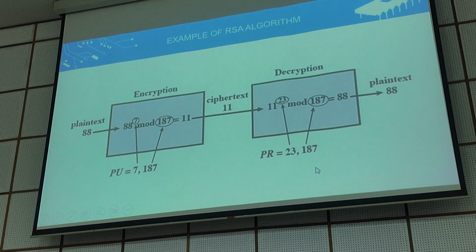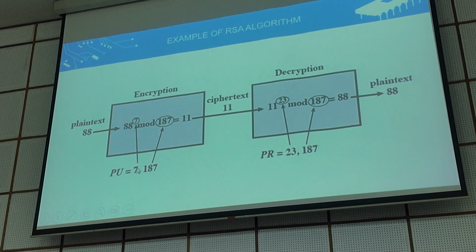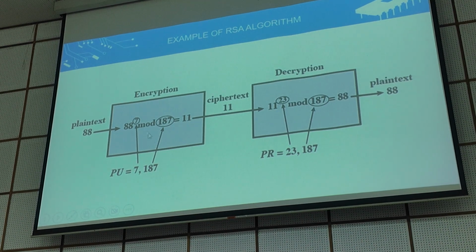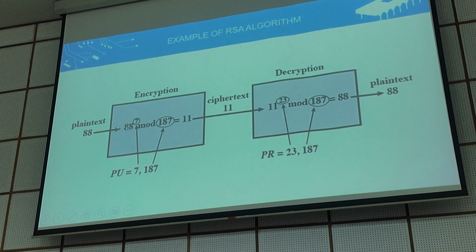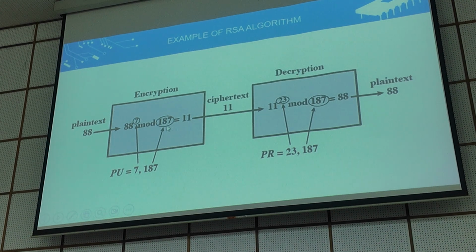The next one is the example here. You can see the plain text is 88. This is the public key, E and N. E is 7, N is 187. You substitute the values into the formula. Plain text 88 power 7 modulus 187, you get 11. 11 is the ciphertext.